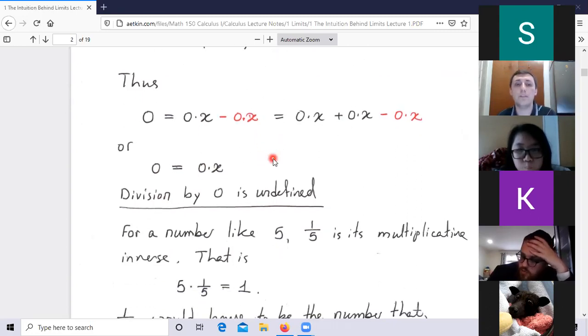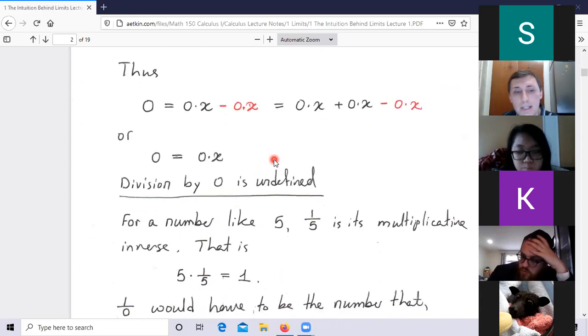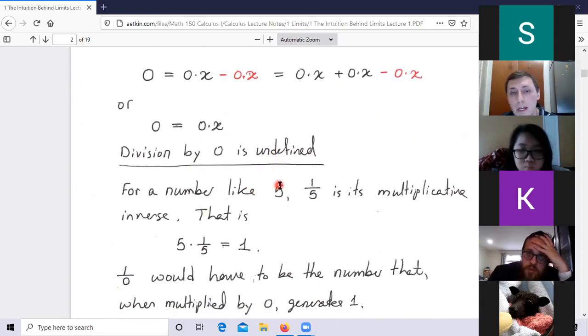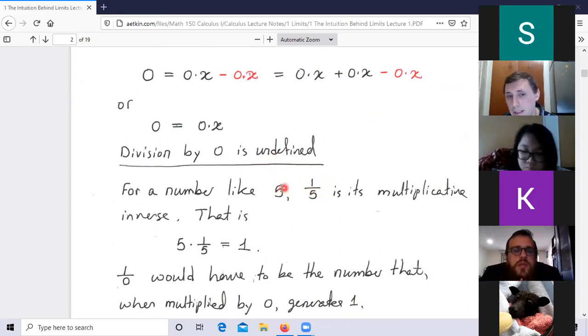Now, division by zero is undefined. Why is that the case? Well, look at it this way. If I take five and multiply by the fraction 1/5, multiplying by 1/5 means just divide five into five parts. I will get one. Yes? Five multiplied by the reciprocal, it's one.